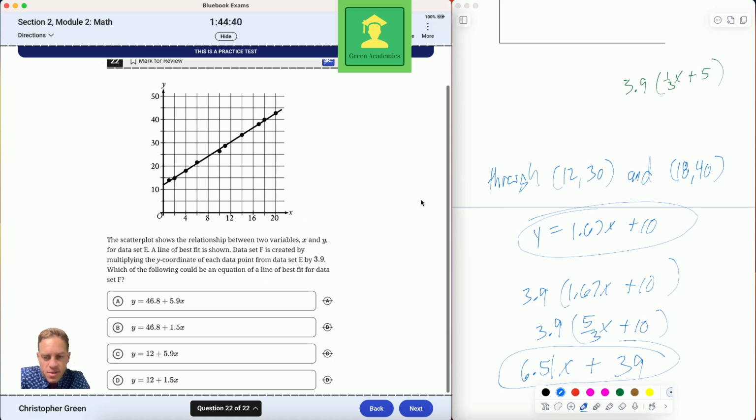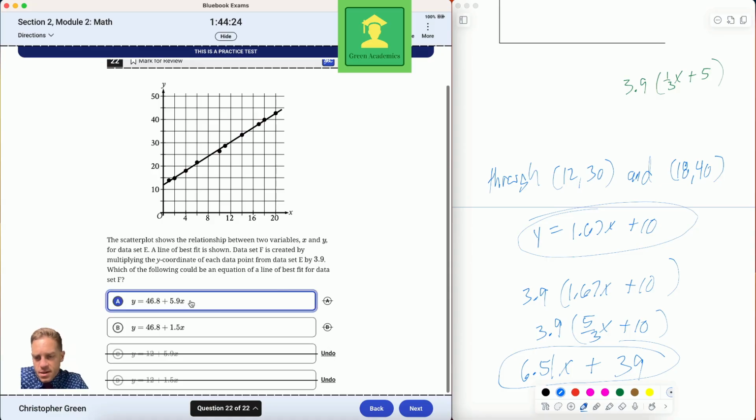I think what they're saying is that there's only one of these that's in the right ballpark. So you have to triple the y-intercept, which means it's not just the 12. The 12 is about what it was originally. And then you also have to triple the slope. So it must be answer choice A. That's the only one that's in the right realm.